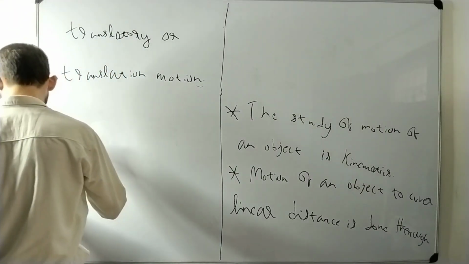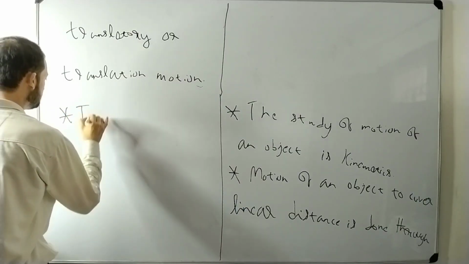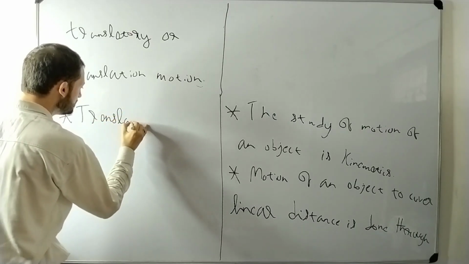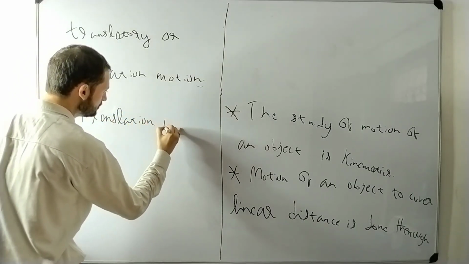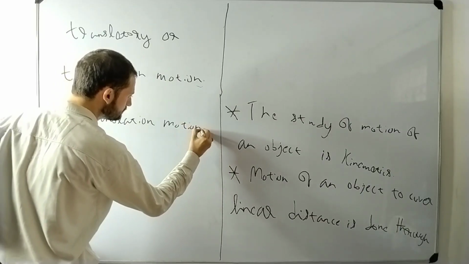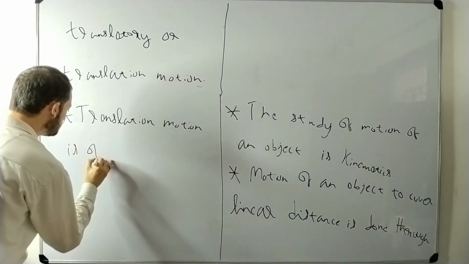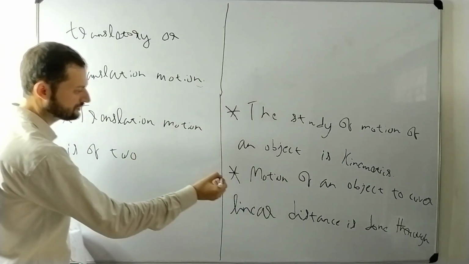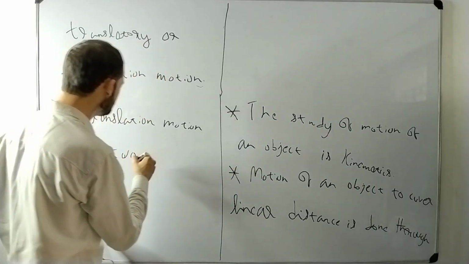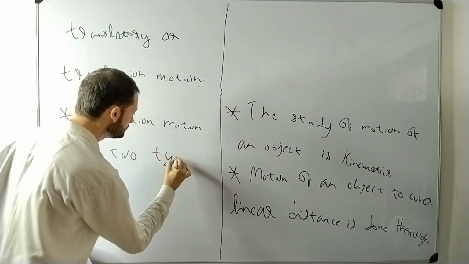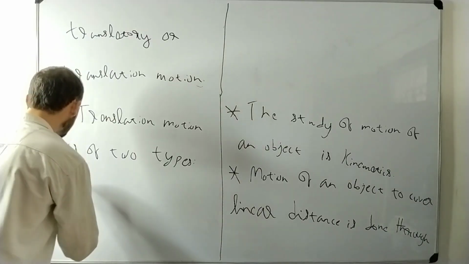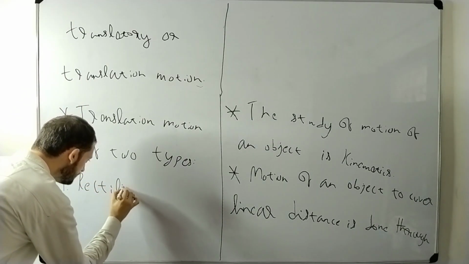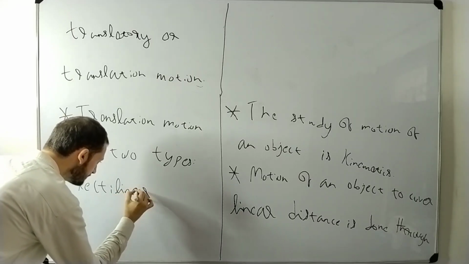So let me explain translation motion for now. How many types of them are there? Translation motion is of two types. So one would be thinking, what is translation motion? It is to cover linear distance, but how? It is of two types. First is rectilinear motion. Let me explain one by one.